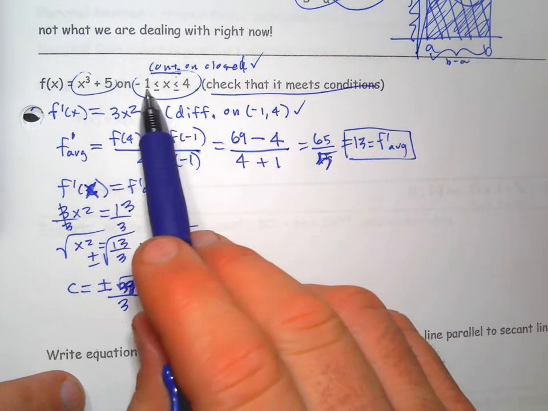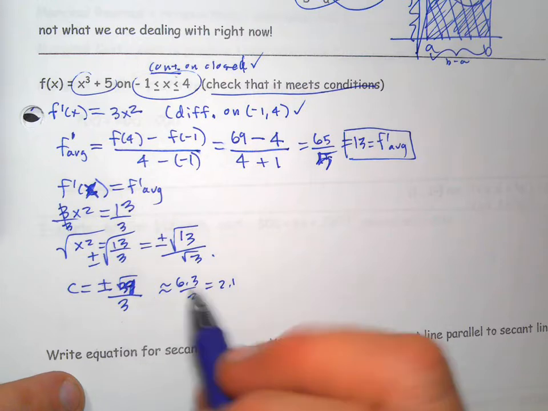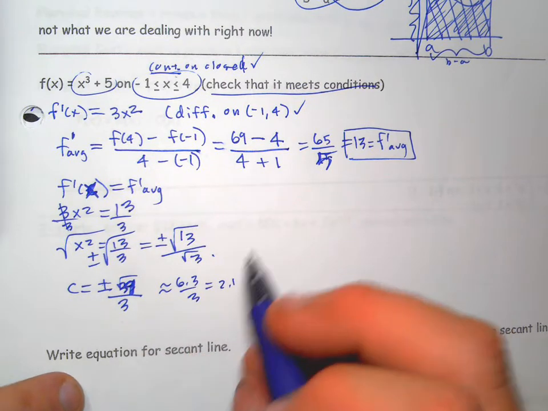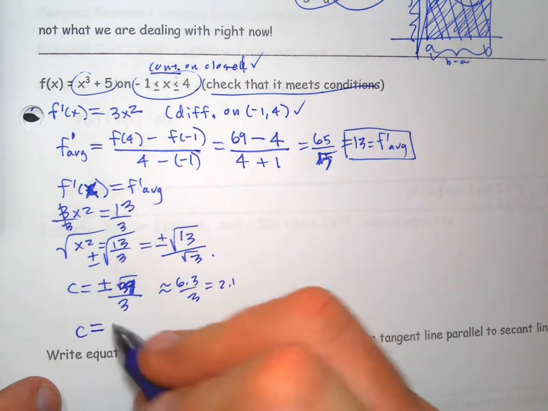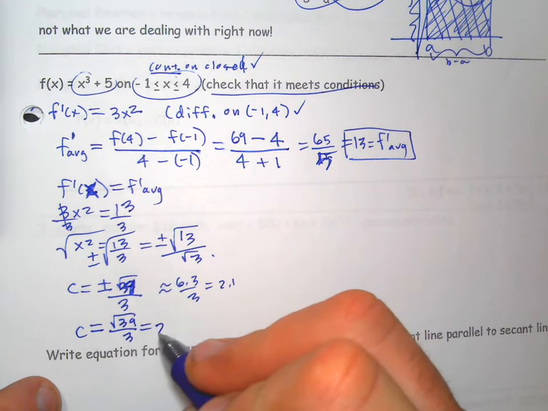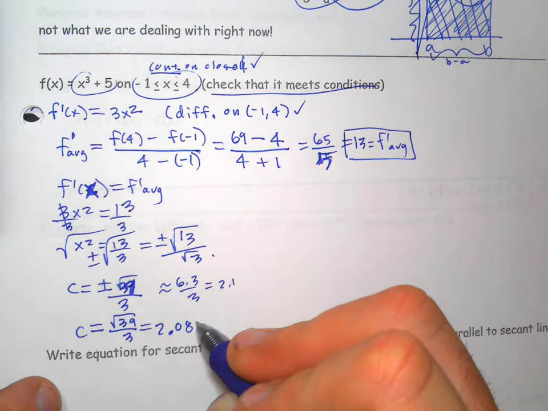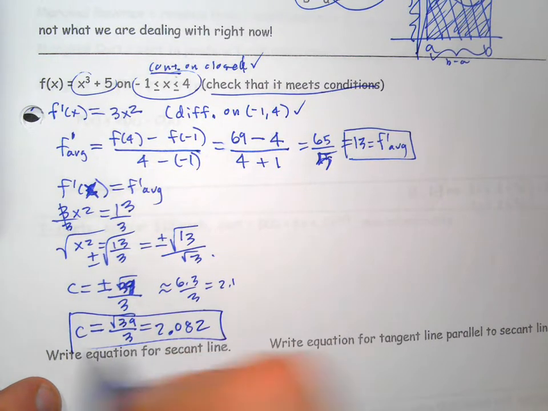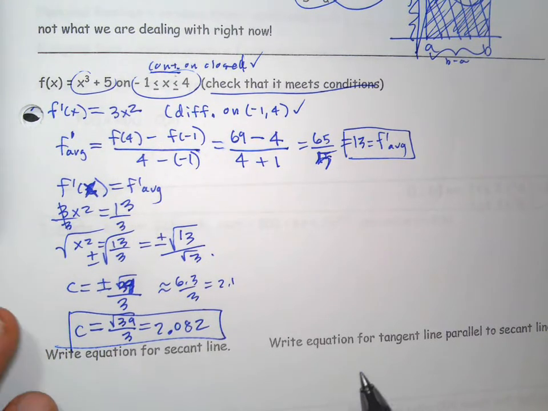Is that between negative 1 and 4? Yep. How about the negative version? Nope. So we're only going to take the positive answer for our C value, which as a decimal, if you use your calculator, is that. Okay. Now I want to see the work. In your work, you might find extra C values, but then decide to not use them.